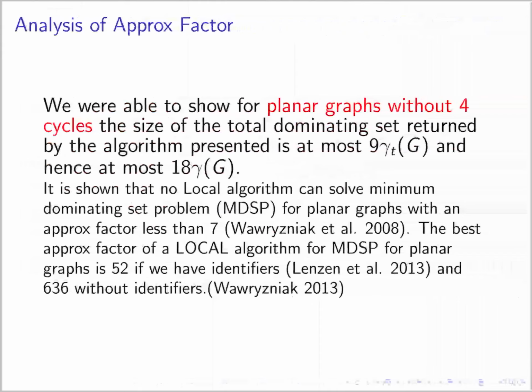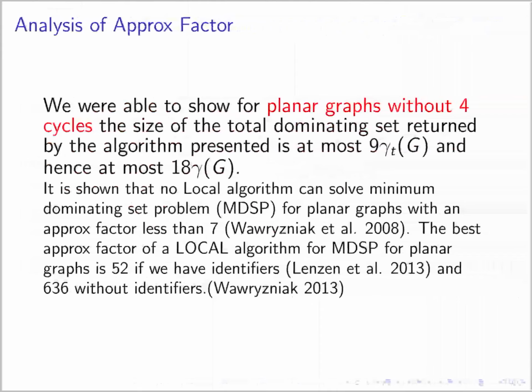Although this algorithm works for any graph and produces a total dominating set, the approximation factor can only be handled for very particular graphs. We were able to show that for planar graphs without 4-cycles, the size of the total dominating set returned by this algorithm is at most 9 times gamma t of G, and hence at most 18 times gamma of G. So the approximation factor for the total dominating set is 9, and the approximation factor for the dominating set problem is 18.